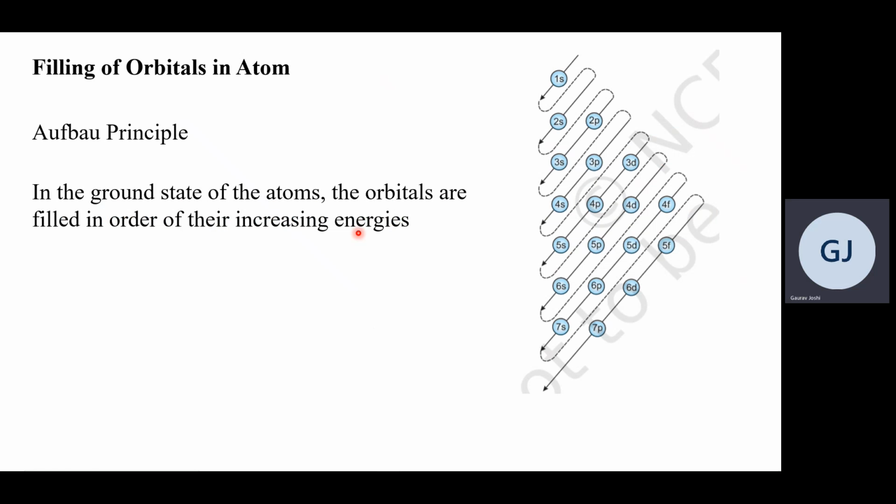So this is the Aufbau rule. If you want to remember this Aufbau rule, you have to draw the number of subshells. For example, if n is equal to 1, we have only one subshell. For n equal to 2, we have two subshells, 2s and 2p. For n equal to 3, we have three subshells, 3s, 3p and 3d. And for n equal to 4, we have four subshells, 4s, 4p, 4d, 4f.